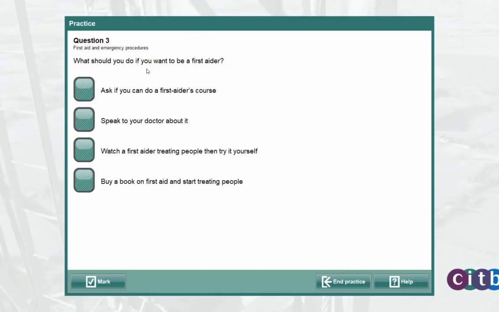What should you do if you want to be a first aider? Ask if you can do a first aider's course. Speak to your doctor about it. Watch a first aider treating people, then try it yourself. Buy a book on first aid and start treating people.